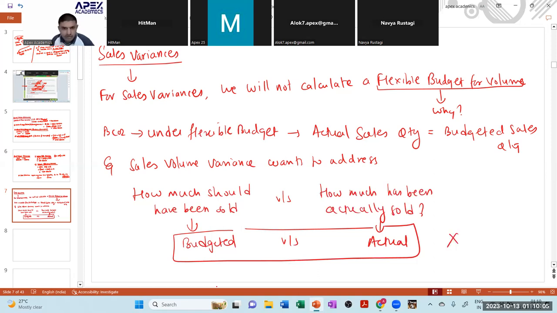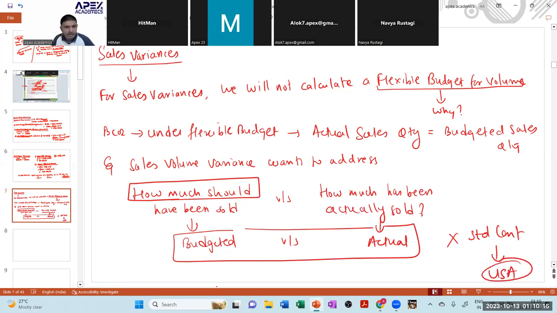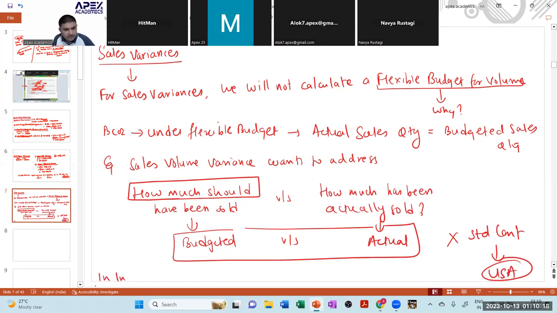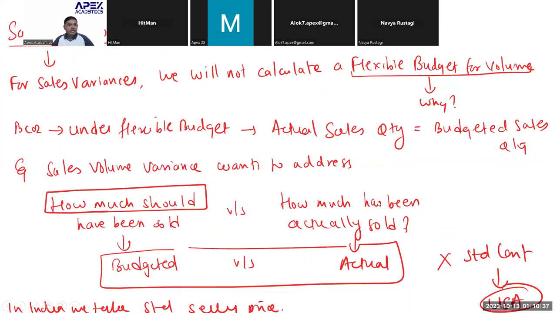And this is obviously multiplied by standard contribution. This is what the Americans take. In India, we take standard selling price. Am I clear about this? Alok, take a screenshot of this. One second, wait, Alok. Now take a screenshot, Alok. ठीक है?